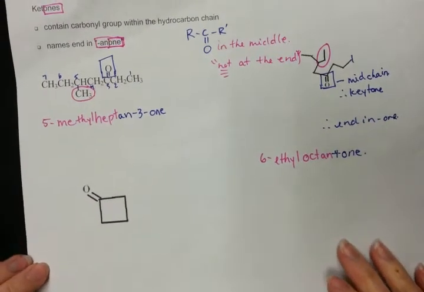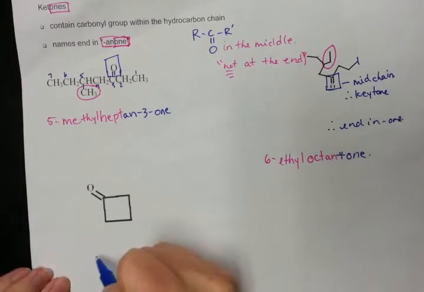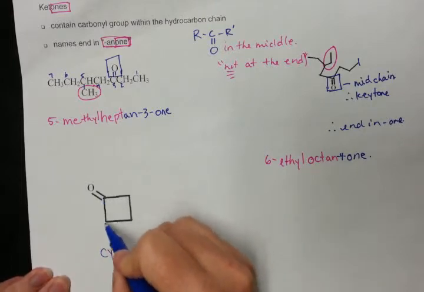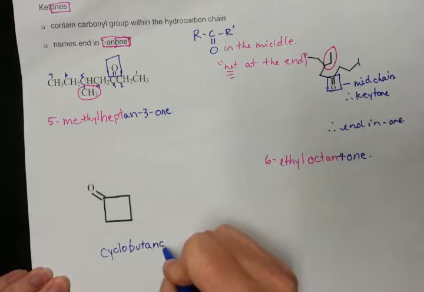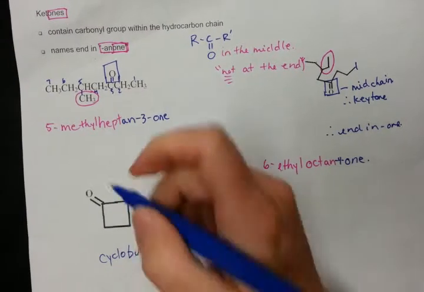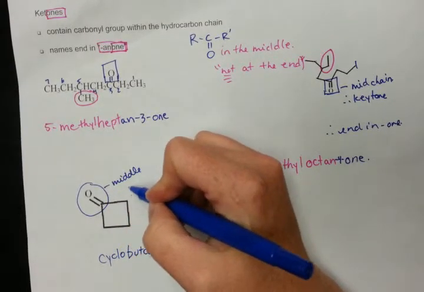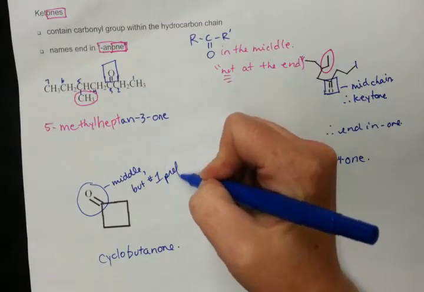Now, of course, not to be outdone, ketones can also have a cyclic structure. The ketone here will be cyclo, because it's in a circle. 1, 2, 3, 4. Bute, and then of course we're just going to add -one because it is in the middle, but the number 1 preferred spot.